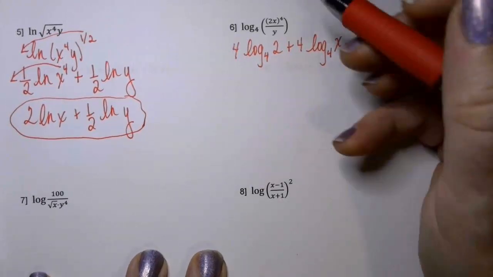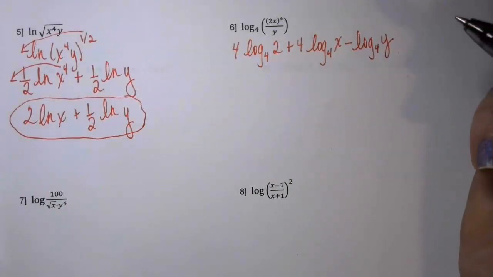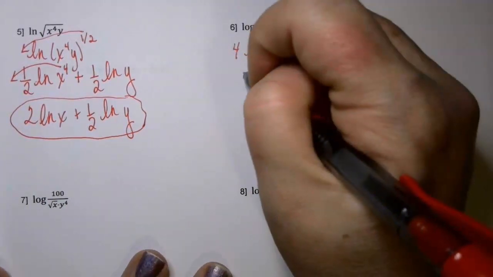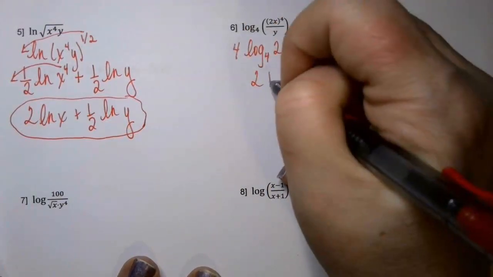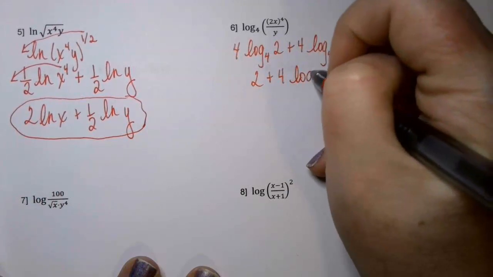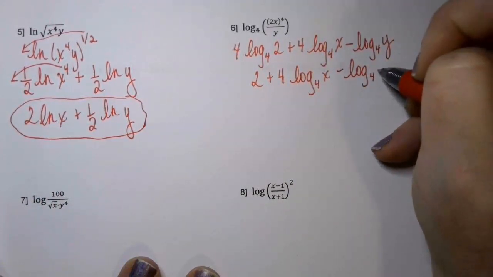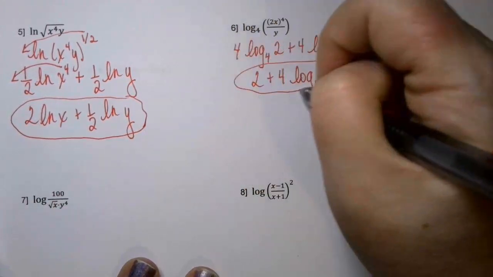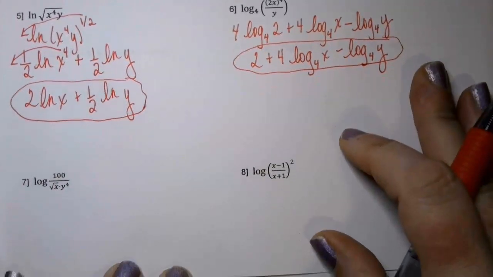Okay, then we can evaluate the log base 4 of 2, which is 1/2. So we'll have 4 times 1/2, which is 2, plus 4 log base 4 of x minus the log base 4 of y, and that would be our expanded and simplified form.